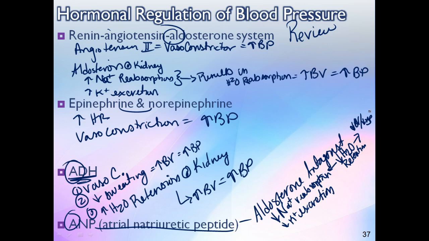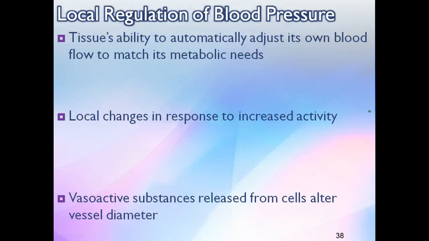Okay, so that was a quick review. Well, the last thing we need to talk about is local regulation of blood pressure. Here's the thing: we've been talking about these system-wide methods of regulating blood pressure, but blood pressure and blood flow relate directly back to what specific tissues need. And sometimes what one tissue needs is not necessarily what the entire body needs. So how can we adjust blood flow to a specific tissue based on what it needs?